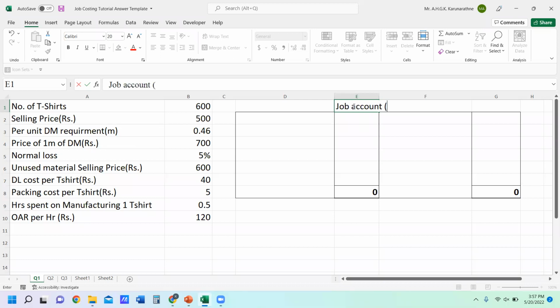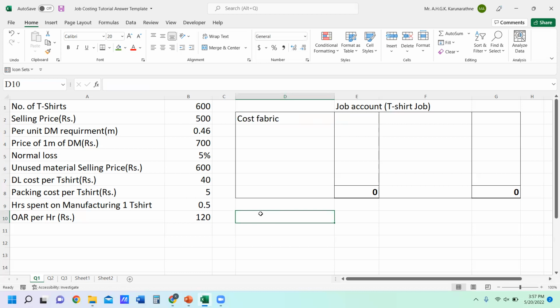Job account, right? Let's say a t-shirt job, or whatever the name of the job you can put here. In this job account, all the costs you incurred with respect to this particular job, this job account should be debited. So we'll take one by one. First, we'll take fabric cost, or cost of fabric.